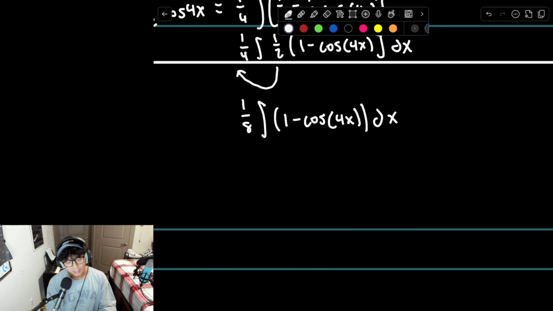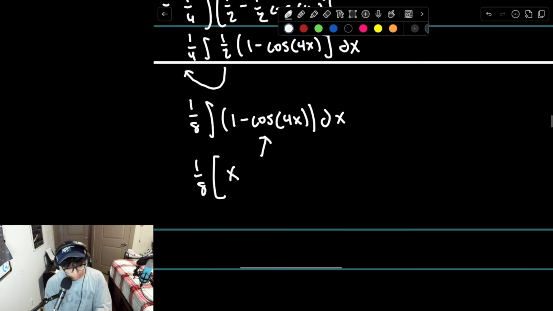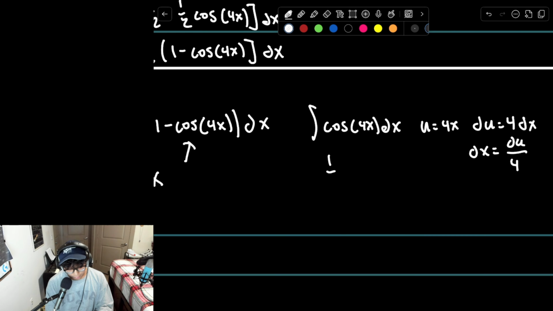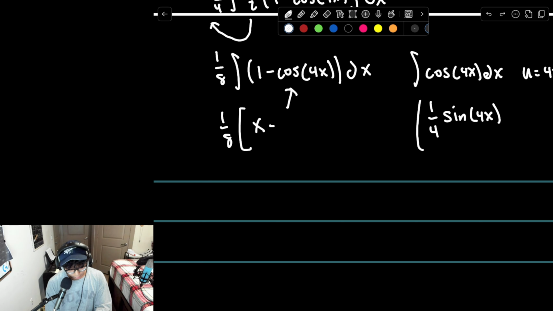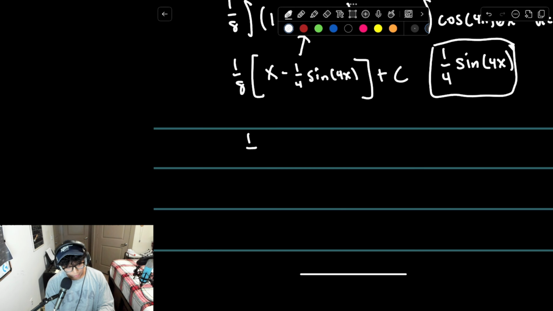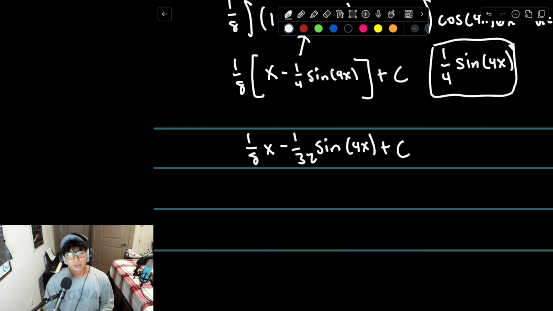Now we can finally integrate. That will give us 1/8 times x, and then the integral of this cosine 4x we'll do on the side real quick. Again, this is just a simple u substitution, which leaves us with 1/4 sine of 4x. Now we can subtract that from the x over here, and then add a c. Now if you want to distribute this even further, this just gives us 1/8 x minus 1/32 sine of 4x plus c. And we are finally done.